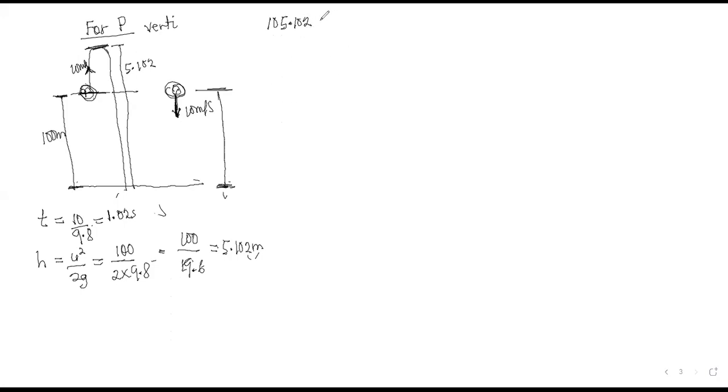So this will be equal to, u is 0, so half g t squared. And so t squared is equal to 105.102 times 2 divided by 9.8. Please calculate that for me. When we finish, we take the square root.